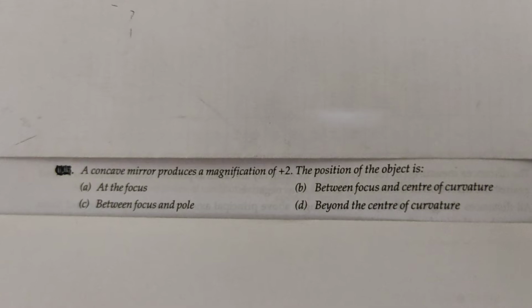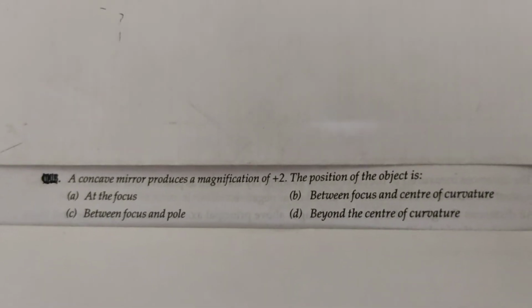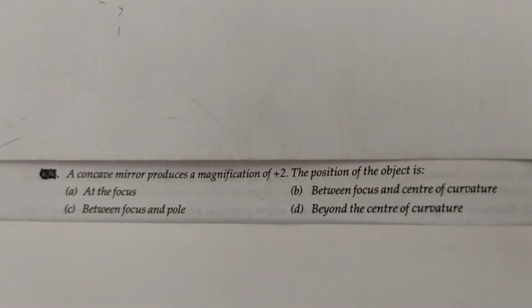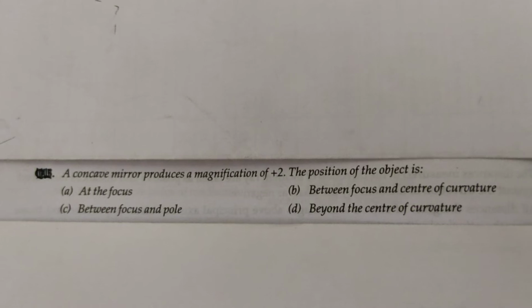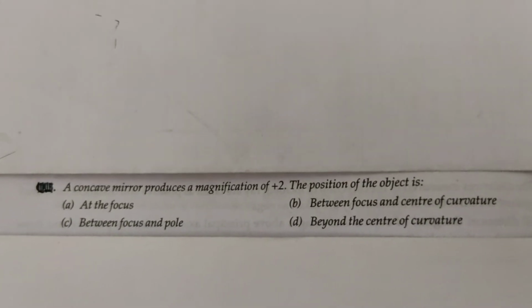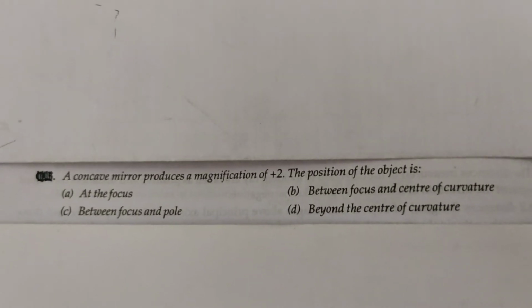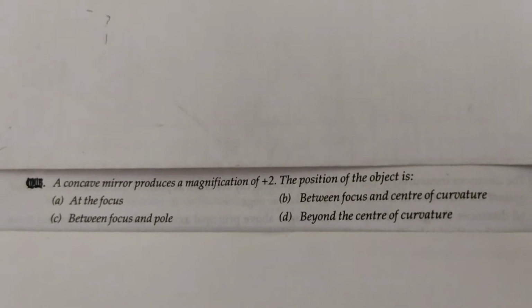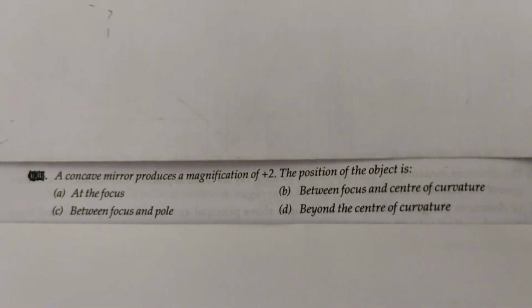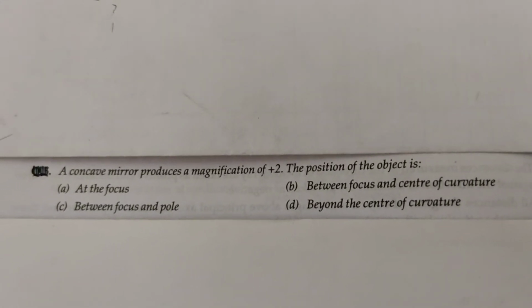The next MCQ is, a concave mirror produces a magnification of +2. The position of the object is. Magnification +2: plus means virtual erect. 2 means image is enlarged or magnified because image is double the size of the object. And a virtual erect magnified image is possible by a concave mirror when the object is placed between focus and pole of a concave mirror. So here C is the correct option.